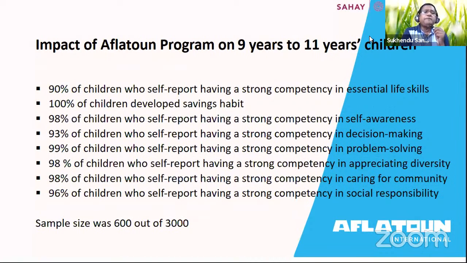Now I come to the impact of the Aflatoun program on 9 to 11 year old children. We measure the impact of the program based on certain indicators, and the indicators are basically focusing on life skills and social responsibility skills. What we see is that 90% of children self-report having a strong competency in essential life skills. 100% children developed a savings habit.